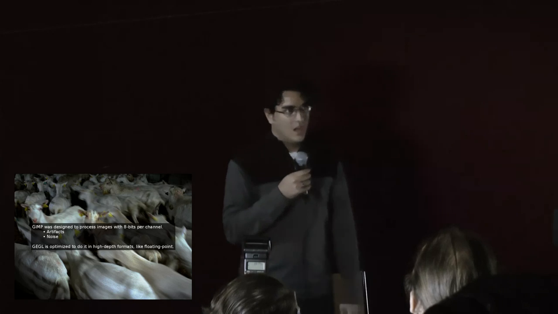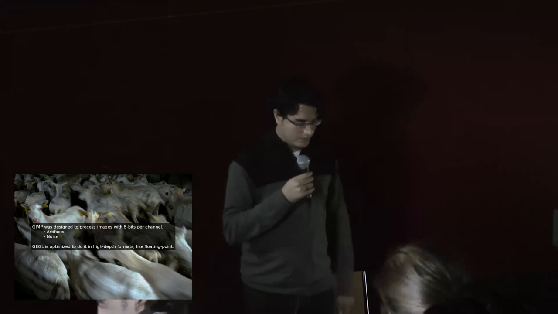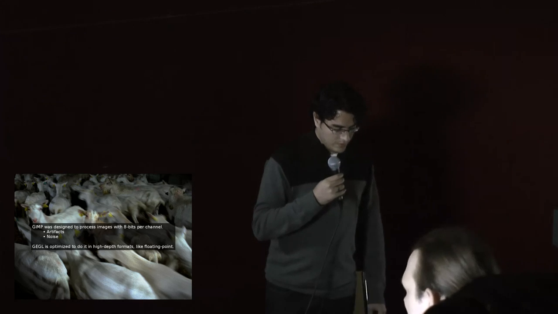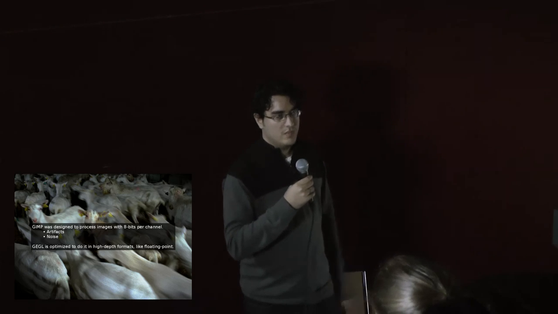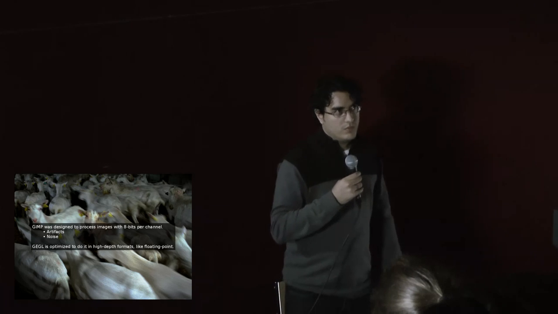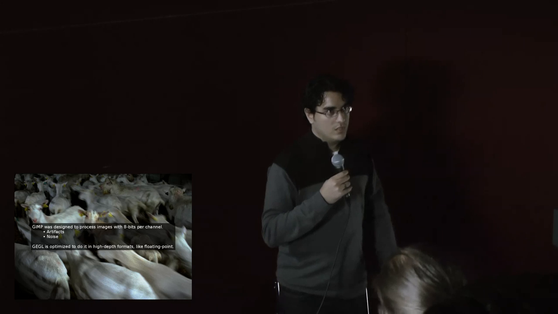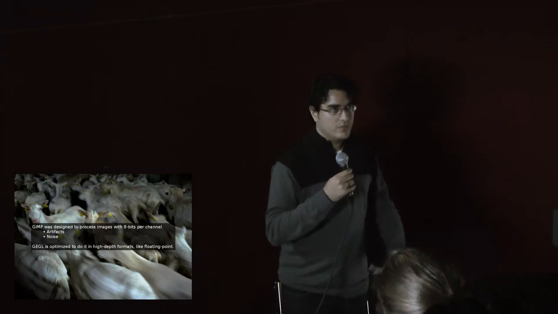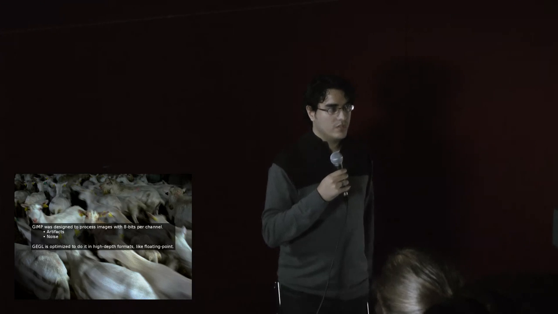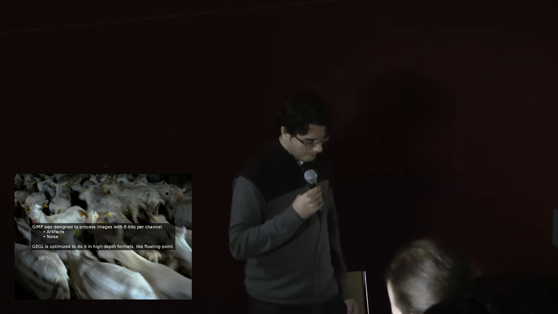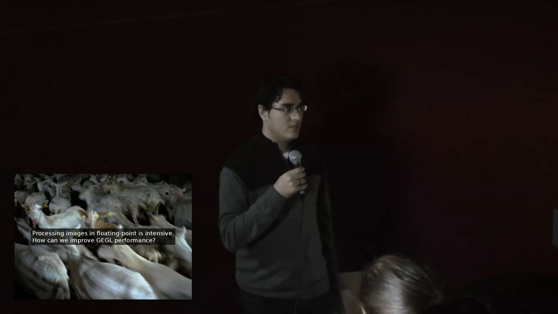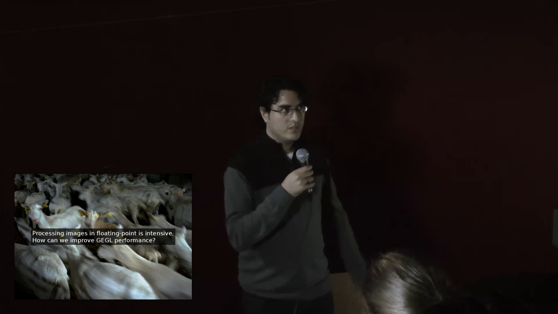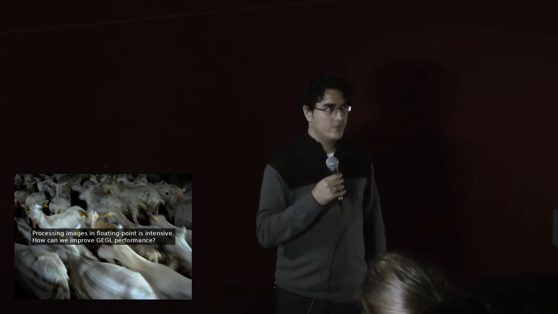I don't know if all of you know what GEGL is, but GIMP was designed to process 8-bit images. And one of the points of GEGL is to solve that by using floating point images and many other formats, so you can have high depth images. But we have another problem now, which is that floating point processing is CPU intensive. So how can we improve GEGL performance?